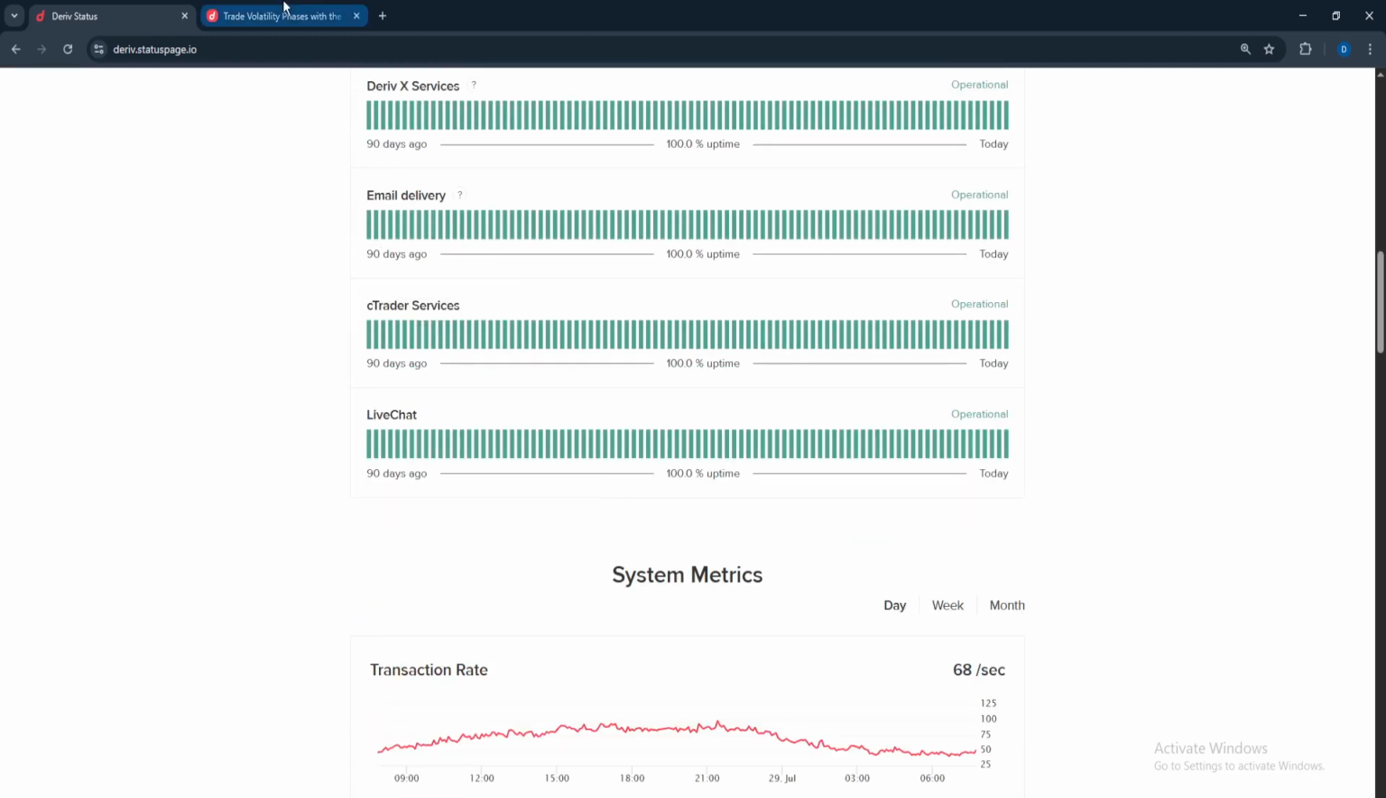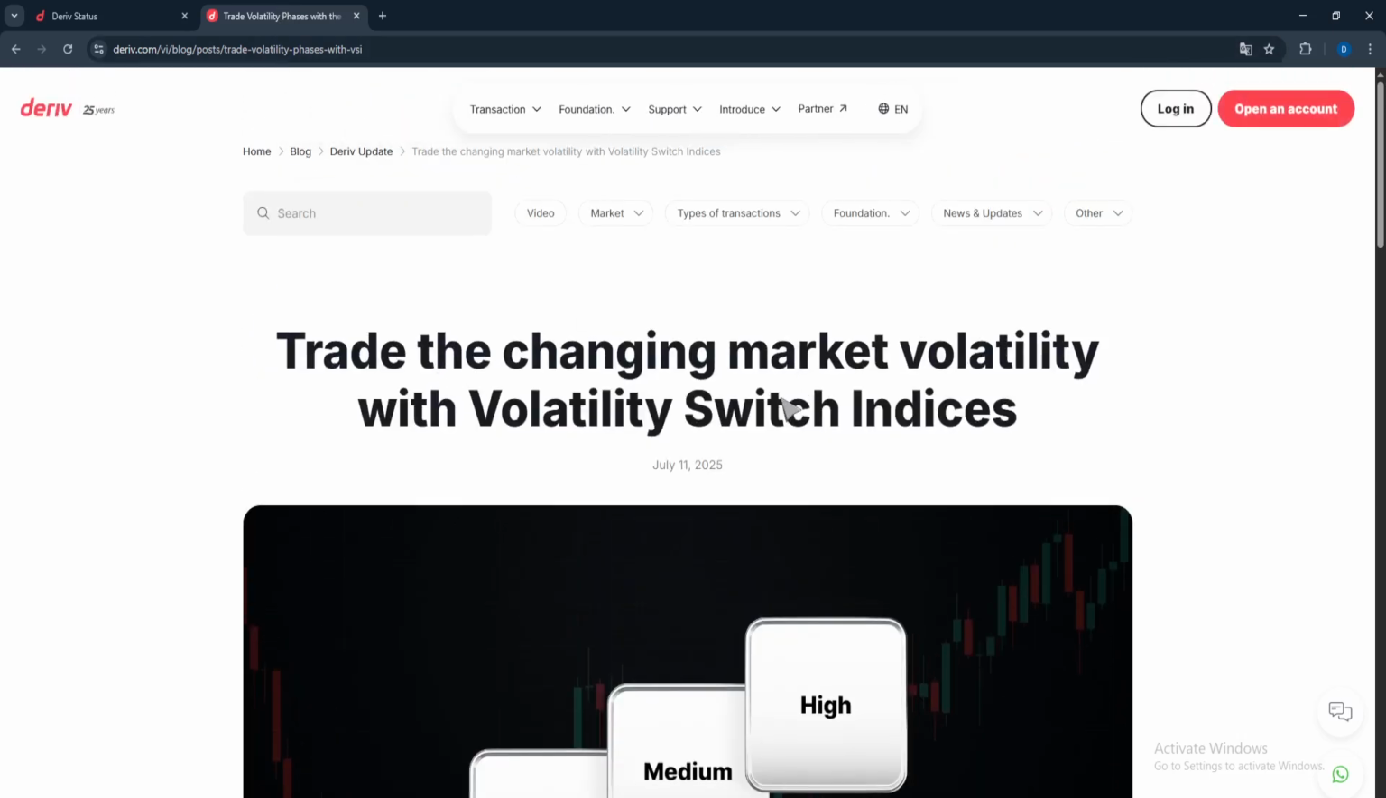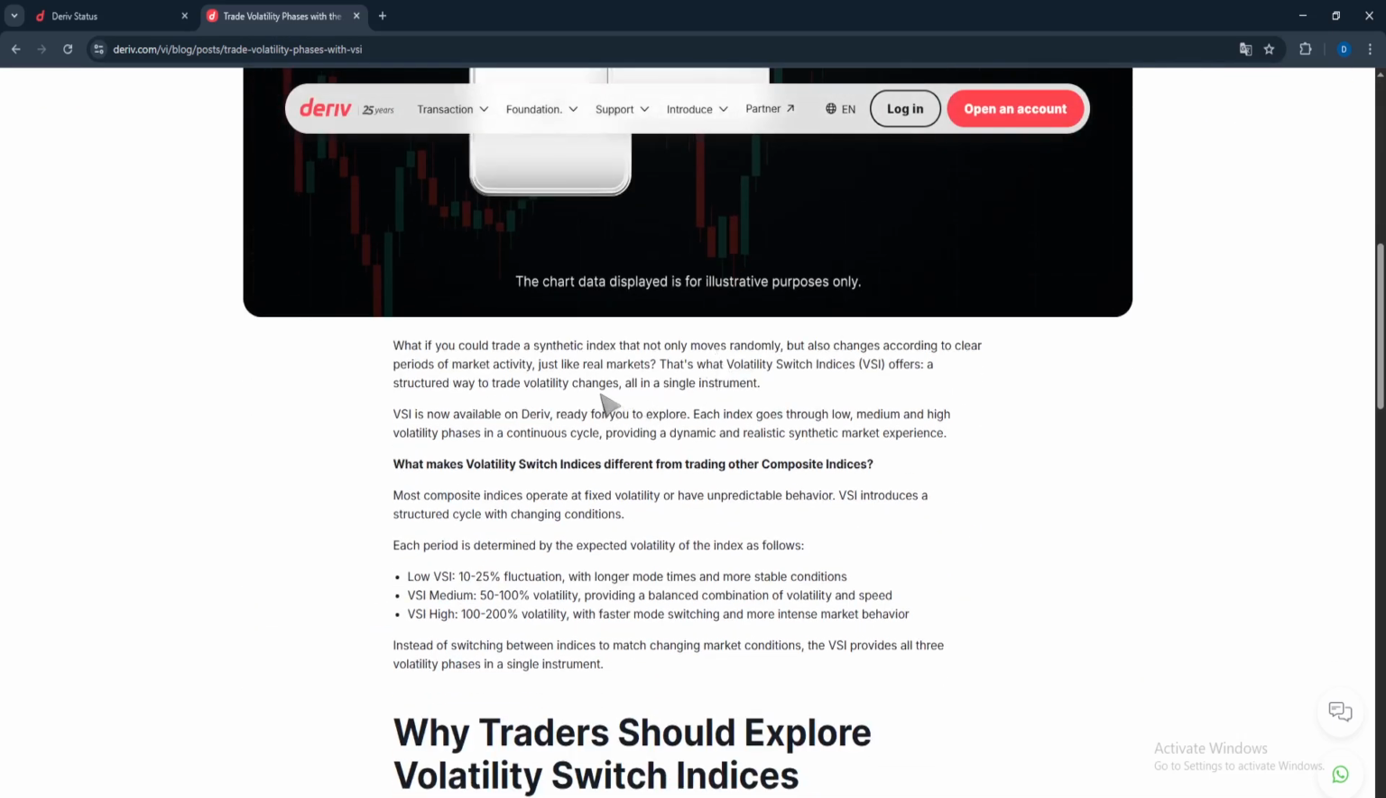And when it comes to the latest update in Deriv, this is the latest article by Deriv. Deriv is changing the volatility game with the new volatility switch indices, whereby you could trade a synthetic index that not only moves randomly but also changes according to clear periods of market activity, just like real markets. That's what volatility switch indices offers, a structured way to trade volatility changes all in a single instrument.